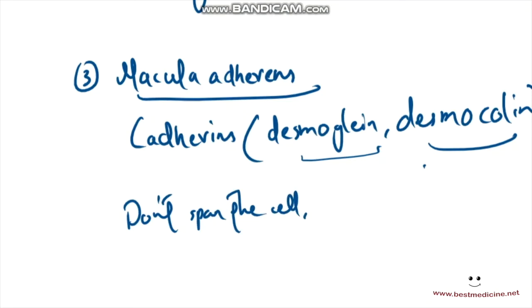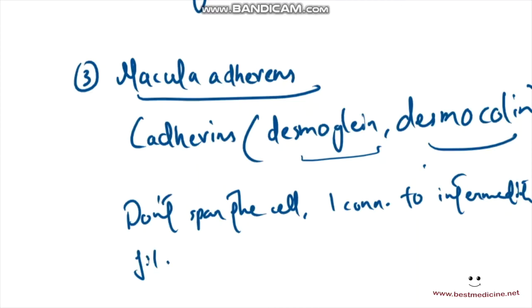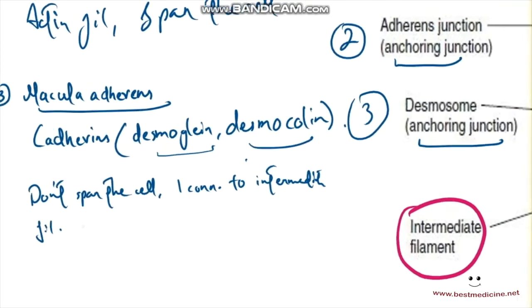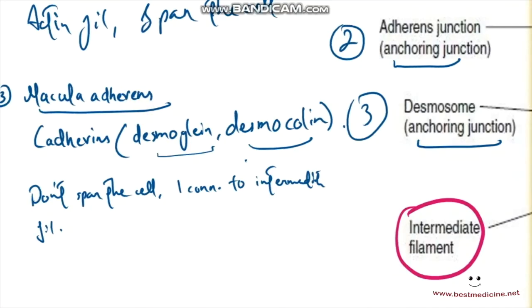And secondly, what was it? They are connected to which filaments? Intermediate filaments. Okay. And the function that they provide, again, was the anchoring function, the linkage and stability of two cells together.